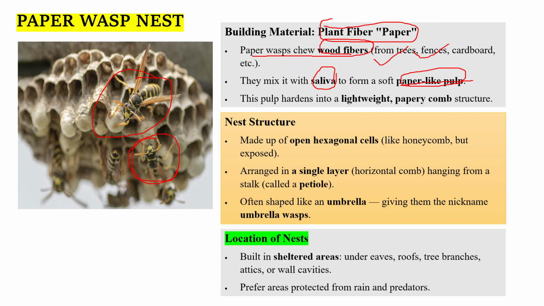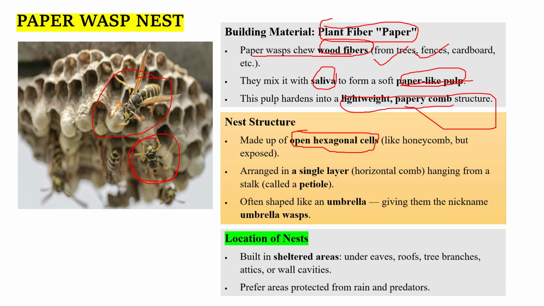As we soak paper and make some paper art with the soaked paper, after drying it becomes lighter in weight, right? So similarly this is wood fiber which will be mixed with the saliva of the organism, and the pulp will harden into a lightweight papery comb structure, which will look like this. Now if you look at the nest, it is made up of open hexagonal cells. So the geometry is what? Open hexagonal. Every cell has the same dimensions, like a honeycomb, but a honeycomb is not that exposed.